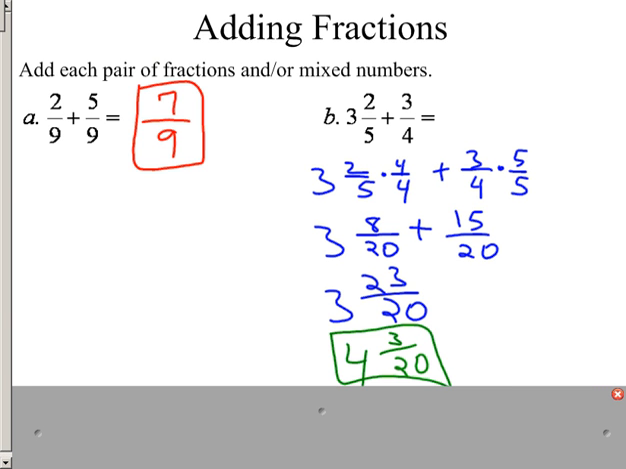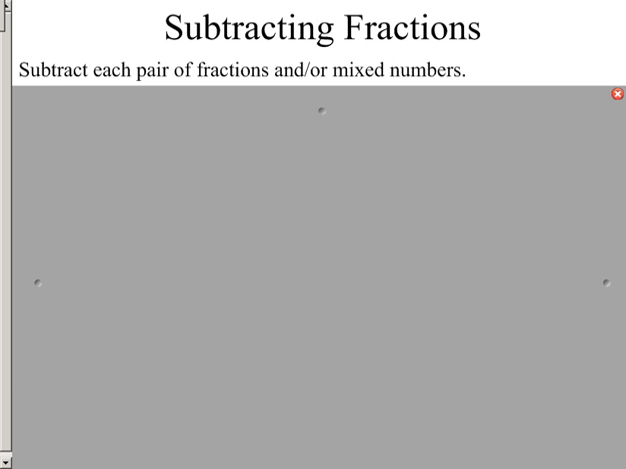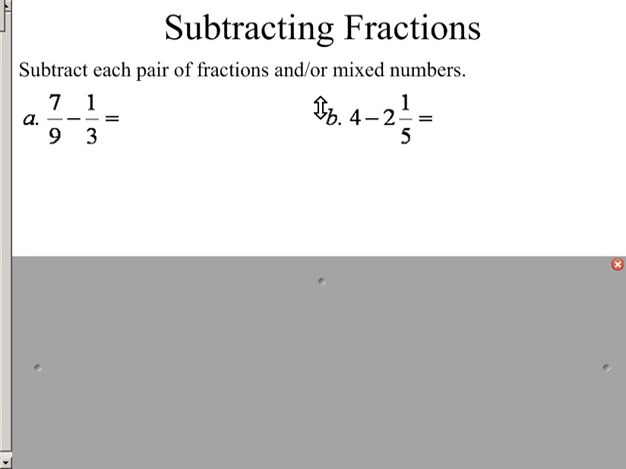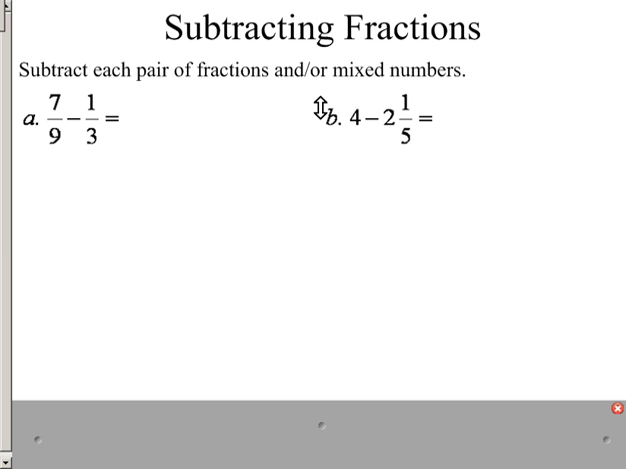The nice part about it, if you've struggled with adding fractions in this class, you can use the calculator every single time. So let's stop. We'll walk through the subtracting fractions. Here we go. Take a look at these two. Subtract each pair of fractions and or mixed numbers. So we're going to have 7/9 minus 1/3. And we have 4, and we're going to subtract 2 1/5. We'll do them by hand, and then I'll show you how to do them on your calculator.